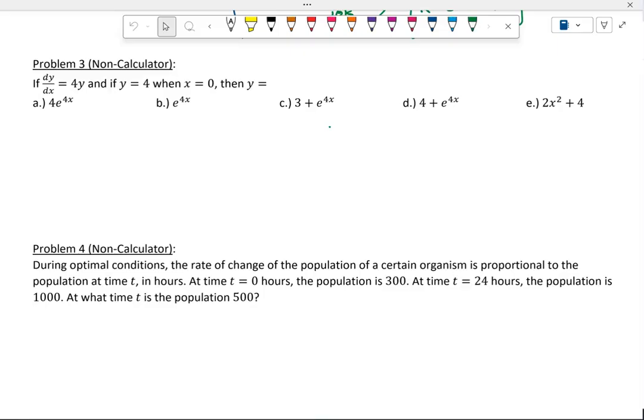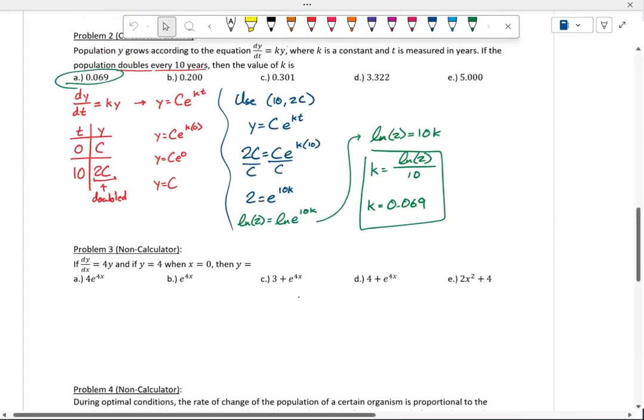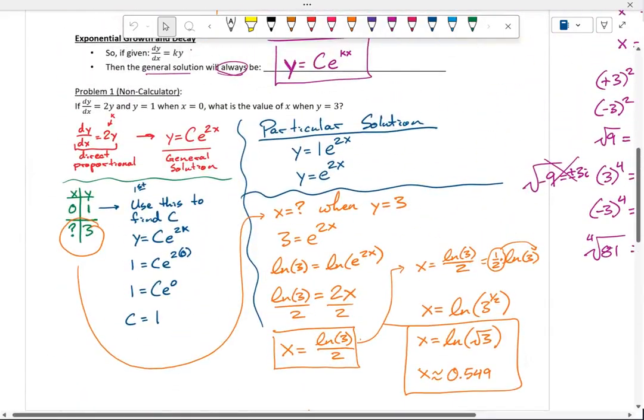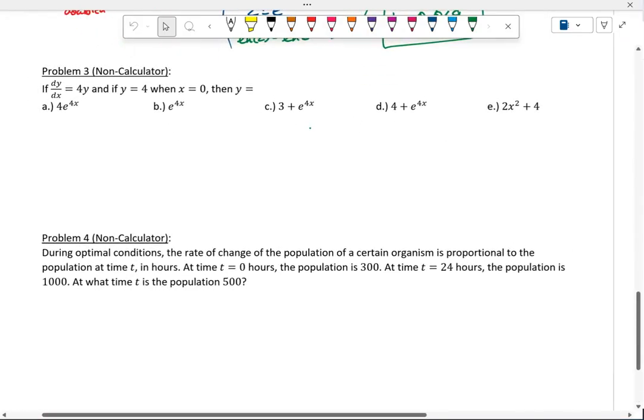Problem number 3. So we have non-calculator on problem 3 and problem 4. So problem 3 is going to be very similar to problem 1. So we have dy/dx equals 4y. That is directly proportional, so we should be able to get a general solution. If y equals 4 when x equals 0, then y equals what? So I want you guys to go ahead and try this one out. This one is really just finding the general solution. Shouldn't be too difficult. Go ahead and do problem number 3, please.